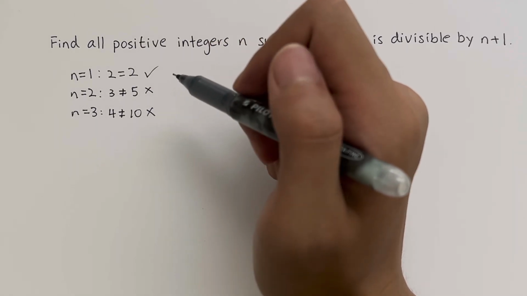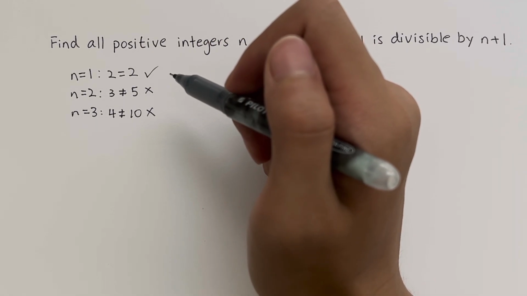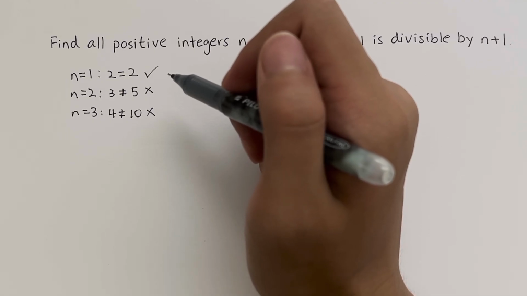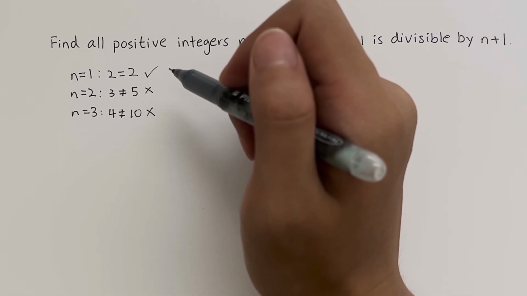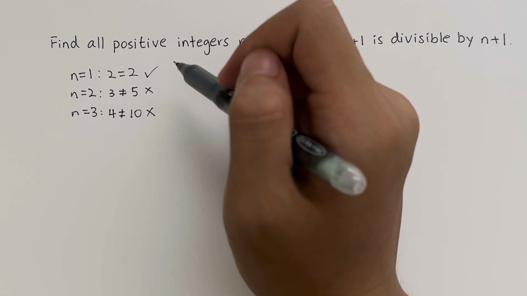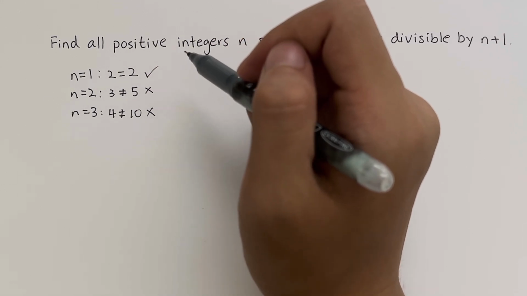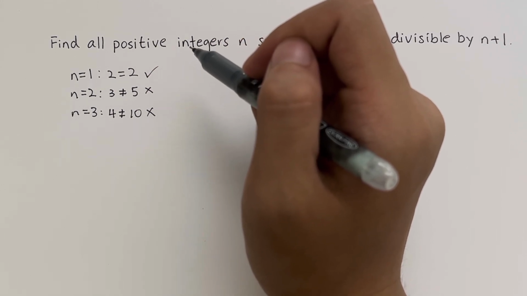So if you keep on trying, for example, n equals 4, n equals 5, you'll see that they all don't work. So it seems like n equals 1 might be the only solution. But how do we prove that? And what if there's a huge solution we're missing?